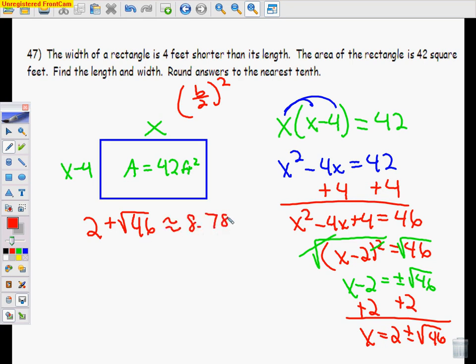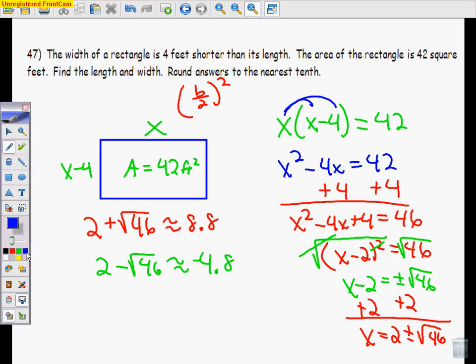They wanted us to round to the nearest tenth, so let me go back. That's going to be 8.8. And when you plug in 2 minus the square root of 46 in your calculator, you get approximately negative 4.8. Now, which one of these values does not make sense?